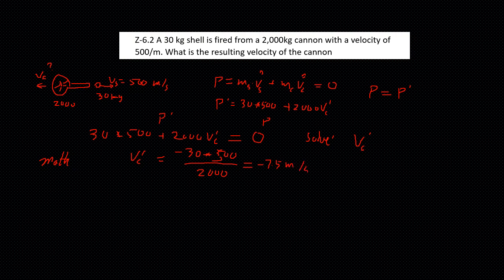But not only that, it's negative. What does that negative mean? If you choose this direction as positive, which is where the cannonball goes, then the cannon's speed is negative, which is this way. V shell prime goes that way, and V cannon prime goes this way. So that's 7.5 meters per second backwards. That ends the chapter.